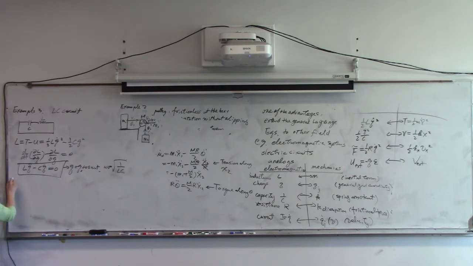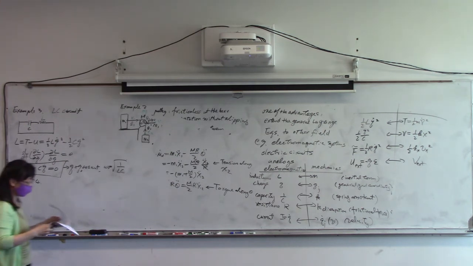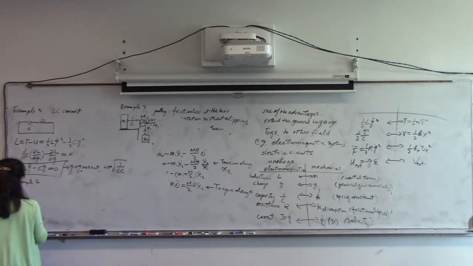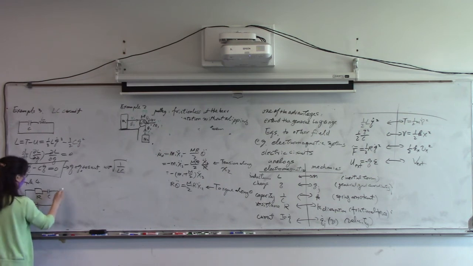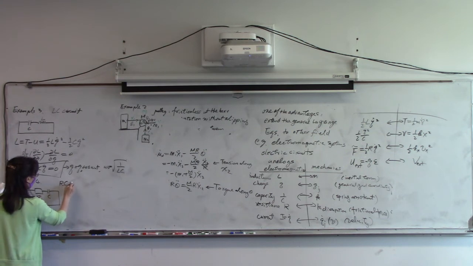Now for the second one, let's consider if we have a resistance. The RC circuit, since we have a resistor. Here we also have an external EMF.